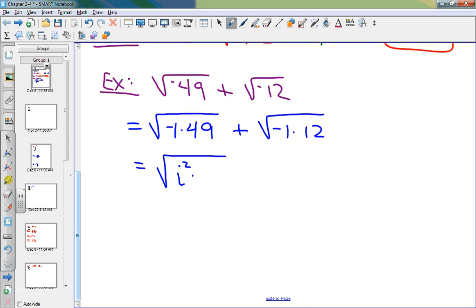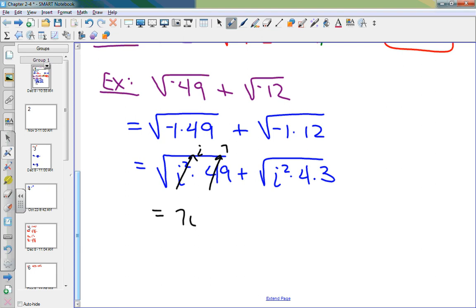Is 49 a perfect square? Yes. -1 is i squared. Is 12 a perfect square? 4 times 3. So what is the square root of i squared? What's the square root of 49? So that gives me 7i plus, what's the square root of i squared? What's the square root of 4? So that gives you 2i square root of 3.